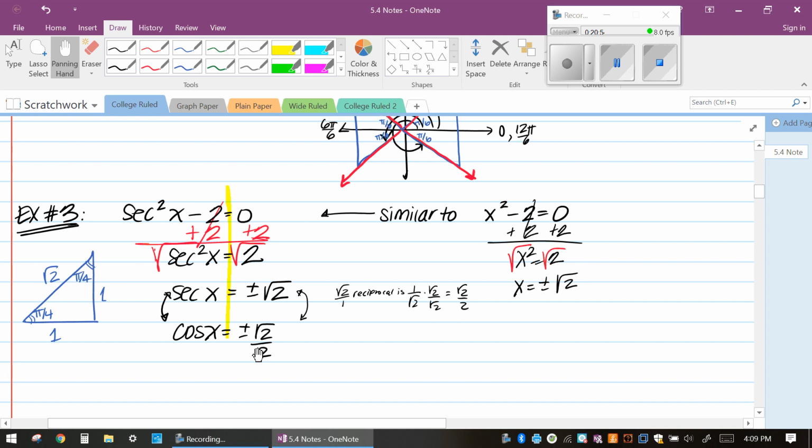If you decide to use the reciprocal, so change secant to cosine, the reciprocal of root 2 gives you root 2 over 2. Same line of thinking: cosine of what angle would give me root 2 over 2? That would be adjacent over hypotenuse, adjacent 1 over hypotenuse root 2, which you can see over here, highlighted in blue. 1 over root 2 simplifies to root 2 over 2 when you rationalize it. So it's up to you which one you want to use. It doesn't matter.